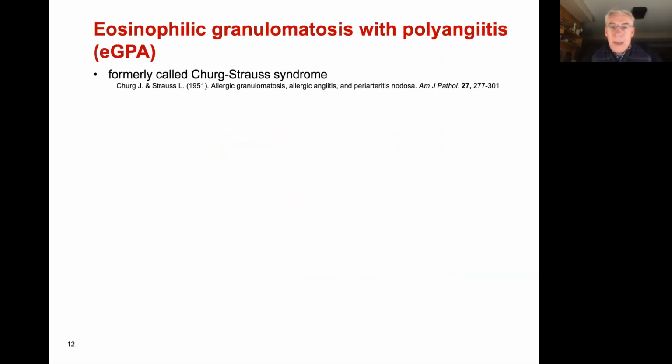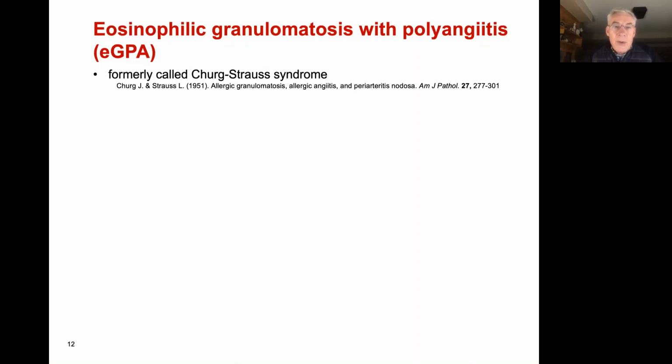In eosinophilic granulomatosis with polyangiitis, or EGPA, it is probably a little bit different. So this syndrome was originally described in 1951 by Churg and Strauss in Germany.